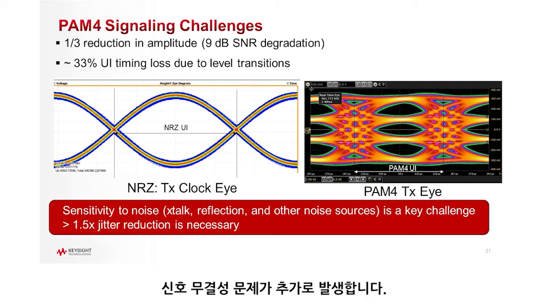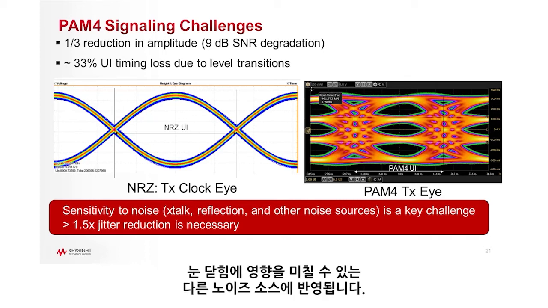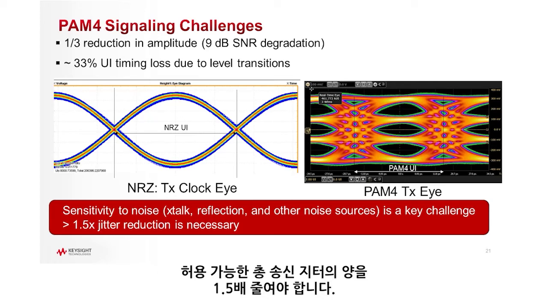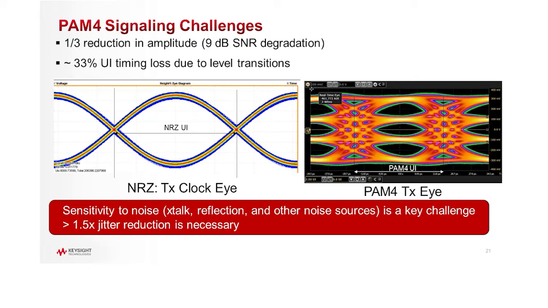When you do this, you have some additional problems in signal integrity. You have greater sensitivity to noise. Noise is reflected in crosstalk, reflections that may exist in the channel, and other noise sources that can contribute to eye closure. And one of the things this is driving with PCI Express 6.0 technology is that we have to achieve a reduction of 1.5x in the total amount of allowable transmit jitter.